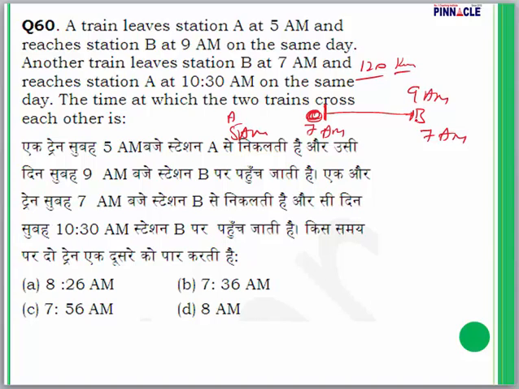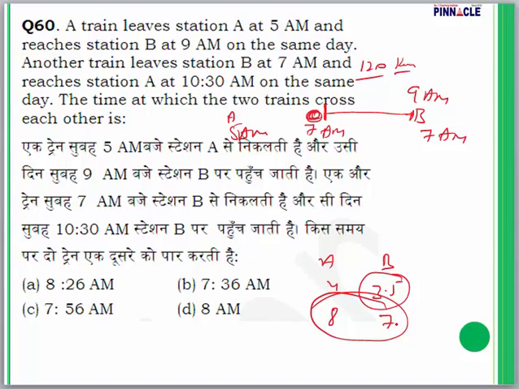This train is traveling with the speed. How much is the speed? The ratio of their speed would be... if train A is taking 4 hours and B is taking 3.5 hours, it means this train is taking less time. You can say, if this is taking 8 hours, this is taking 7 hours. So the speed would be in the opposite case.